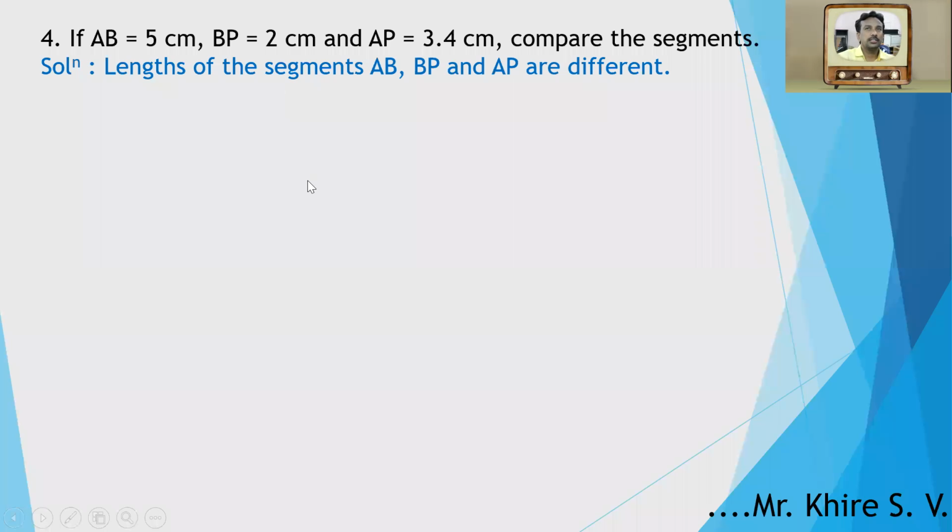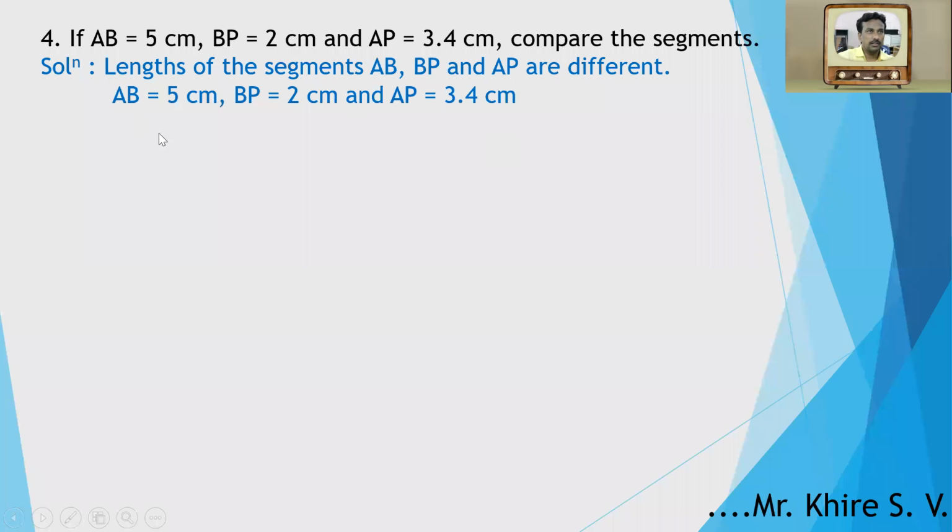Which is bigger and which is smaller. Now the lengths of the segments AB, BP and AP are different: 5, 2 and 3.4. These are different lengths. Therefore AB is equal to 5 cm, BP is equal to 2 cm and AP is equal to 3.4 cm.